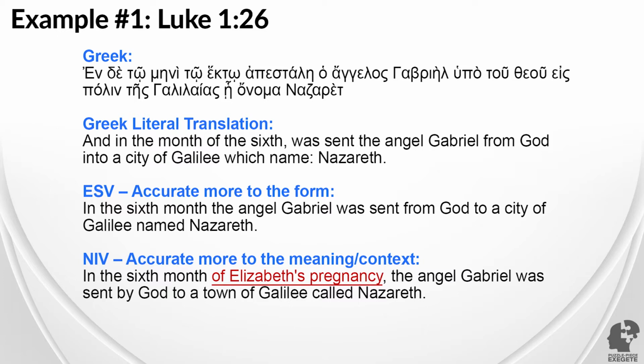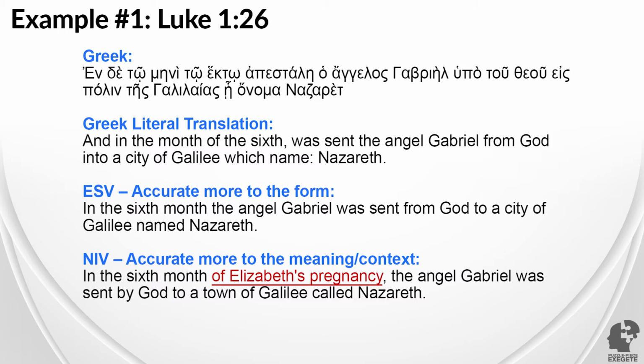Now, "of Elizabeth's pregnancy" is not in the Greek. I have the Greek up here, and Elizabeth's name is not here, pregnancy is not here. But it's not saying that this is wrong. The NIV is seeking to be accurate to the context, because obviously what we're talking about here is the 6th month of her pregnancy, right? Even though the Greek doesn't say that, that's the meaning of the passage. We're not talking about the 6th month of the year. We're talking about the 6th month of Elizabeth's pregnancy.